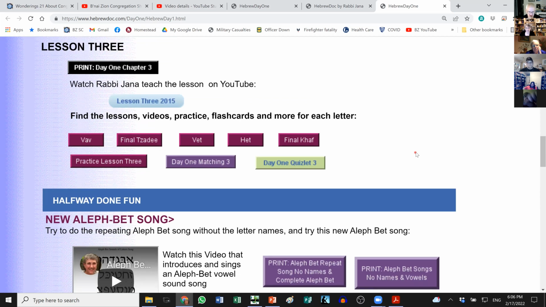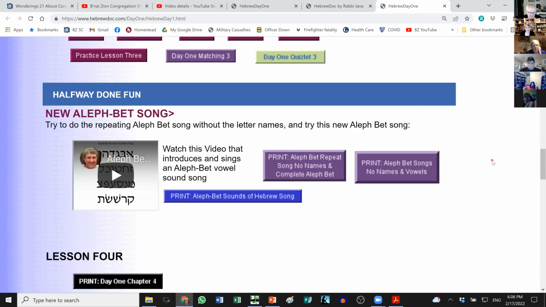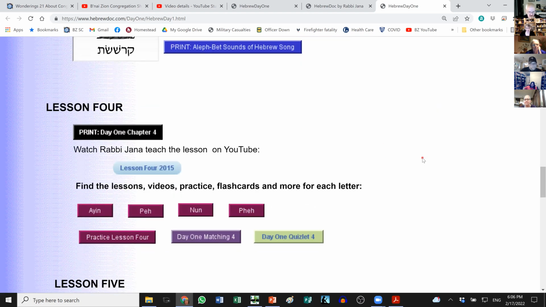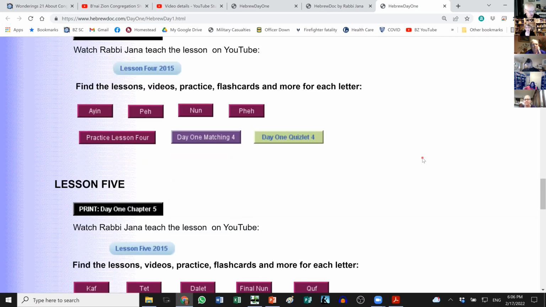Once we get through lesson 3, then we get the halfway done fun stuff. We've got the other alphabets, and you can print other alphabet songs. You can sing other alphabet songs. We did lesson 4 already though, and we do lesson 5.